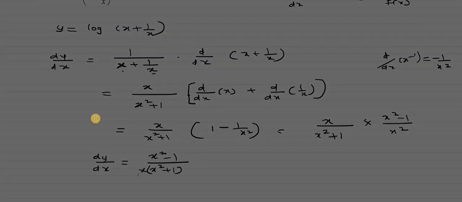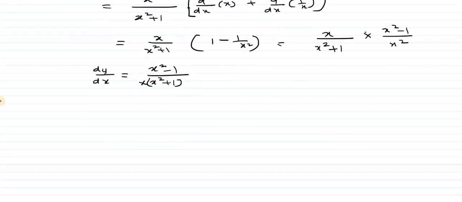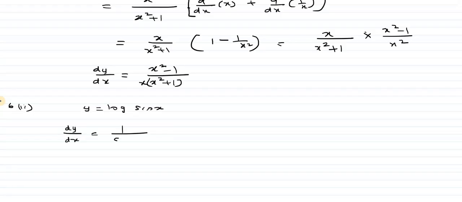Log of sine 3x, you can do it. Still, I will do it fast. Very simple, right? Log of sine x. Dy by dx is what? 1 upon sine x. Log x differentiation is 1 by x. So, here 1 by sine x, d by dx of sine x. D by dx of sine x is what, ma? Here it is cos x.